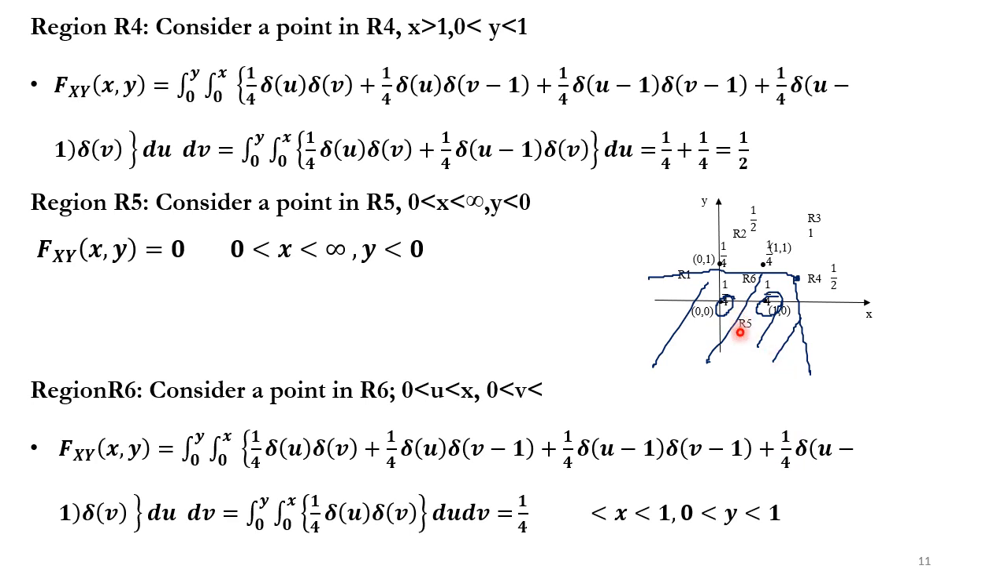Let me consider R5. This is the region, and in this region the y value is always less than 0. x can vary from minus infinity to plus infinity. The CDF is not defined, so therefore the CDF is equal to 0. Finally, we'll consider a point in the region R6. Let me consider a point here, and if I close the area under that, this is the area I need to consider. It includes only one point. So therefore, we can say that the CDF value is equal to 1 by 4.